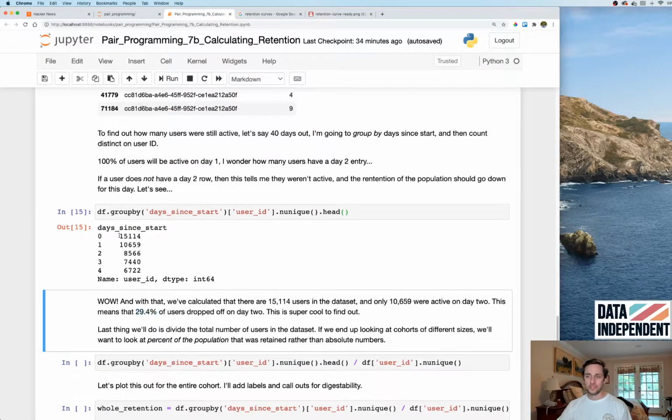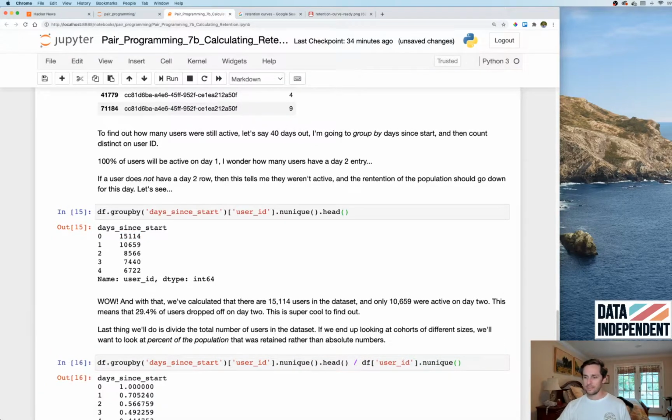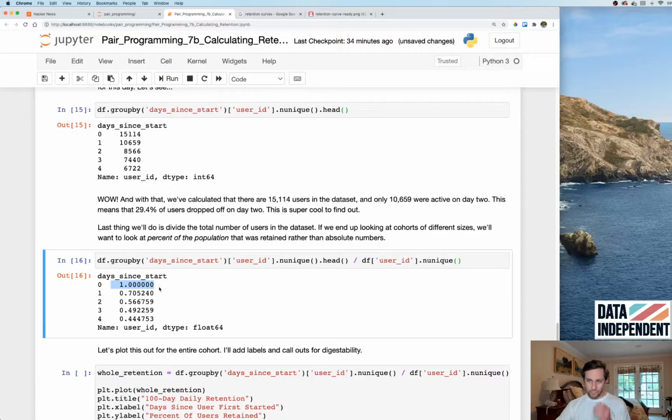However, these are absolute numbers right now. So instead of 15,000, I want to normalize this and see 100% there. I'm just going to divide this by N unique and then we'll get 100% of our total users. Okay, cool. So there's that 70% number of how many people were active the next day. 56% were active on day two, 49% on day three, 44% on day four. Nice. We're starting to see some interesting data here.